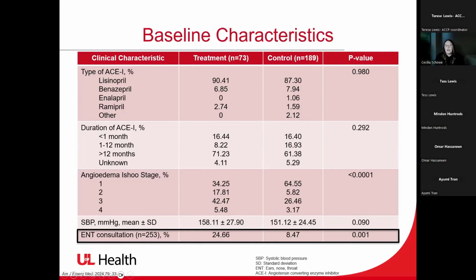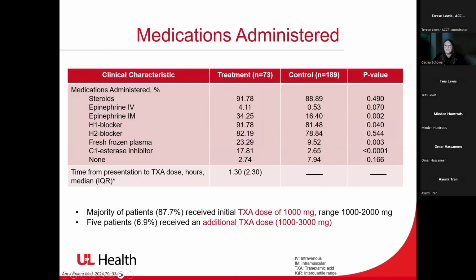You can also see there was a higher rate of ENT consultation in our treatment group, potentially pointing to worse severity in these patients, or potentially that was just easier for them to get an ENT consult. Being a larger academic medical center, they just had these on staff, and it was potentially maybe something they did for their patients. We look at medications administered, so you can see most patients receive things like our steroids, antihistamines, and even epinephrine. And then you can see even some patients receive that C1 esterase inhibitor, with about 17% of patients in that treatment group receiving this, which I thought was interesting and actually relatively high considering how expensive that medication is and kind of some of our formulary restrictions.